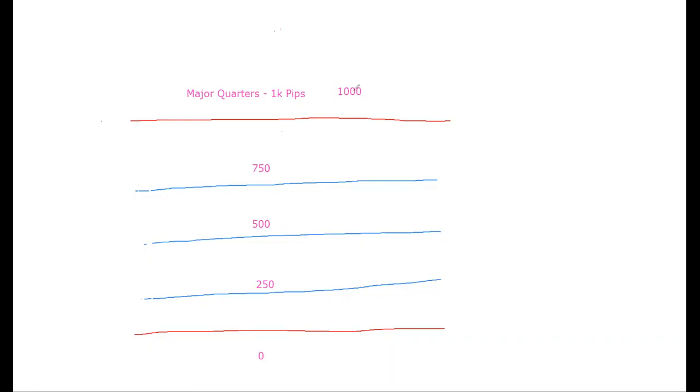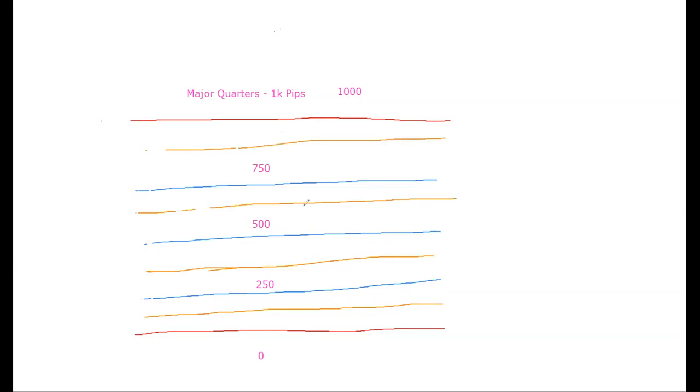The next one is going to be also very, very important, but these are a little bit less important. I call these the minor quarters, and essentially these break up this 1,000 pip range into digestible chunks. So each one of them, one right here, one right here, one right here, and one right here. And essentially each one of these goes by 125 pips.